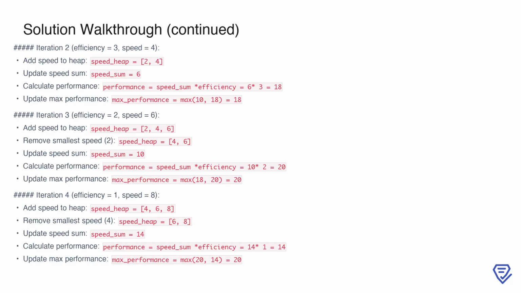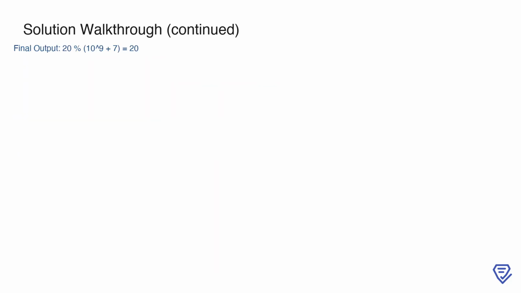Finally, we process the engineer with efficiency 1 and speed 8. After adding their speed to the heap and removing the smallest speed, which is 4, the speed sum becomes 14. The performance is calculated as 14 multiplied by 1, giving 14. However, the maximum performance remains 20. At the end of the iterations for this example, the maximum performance achieved is 20.